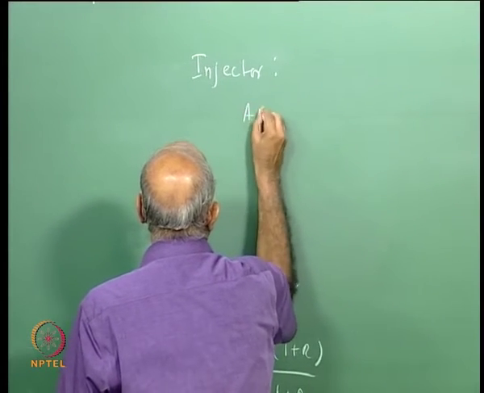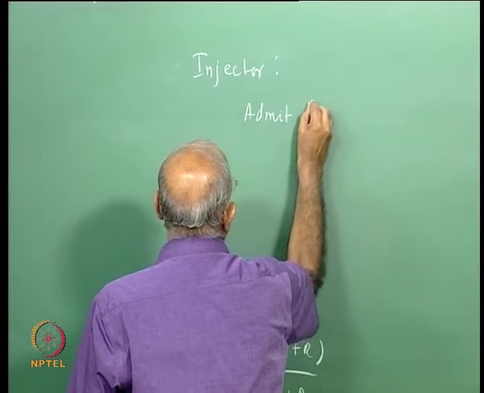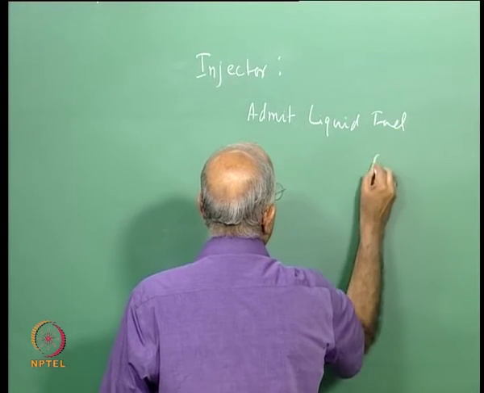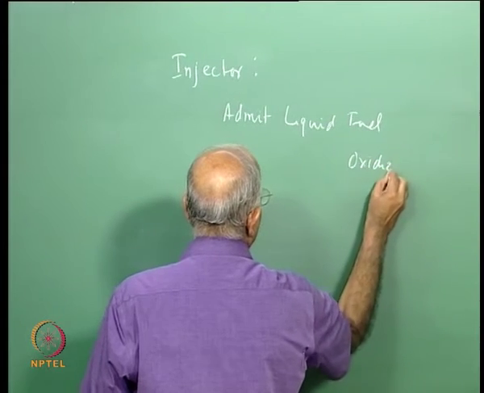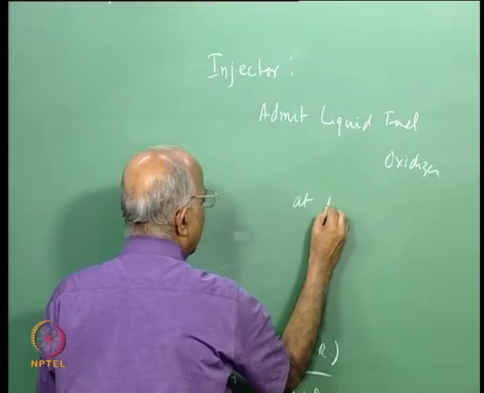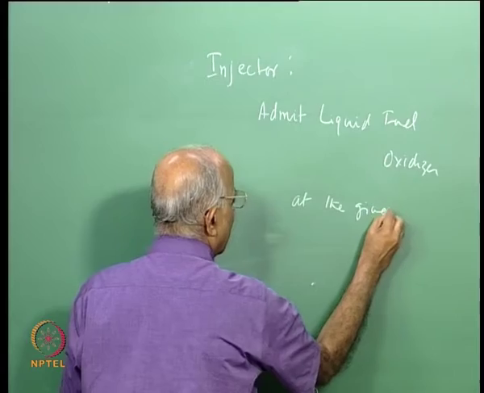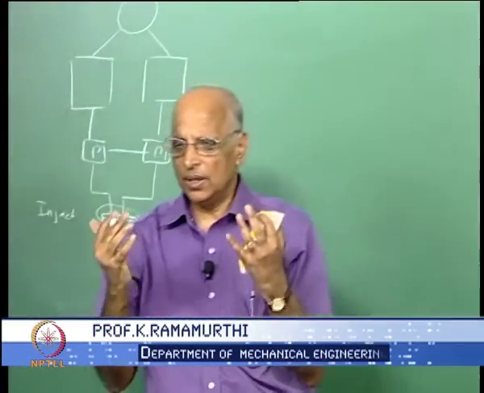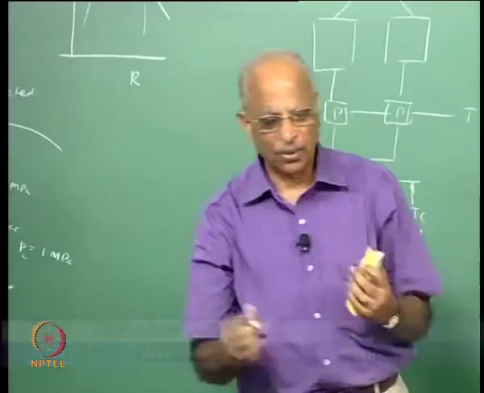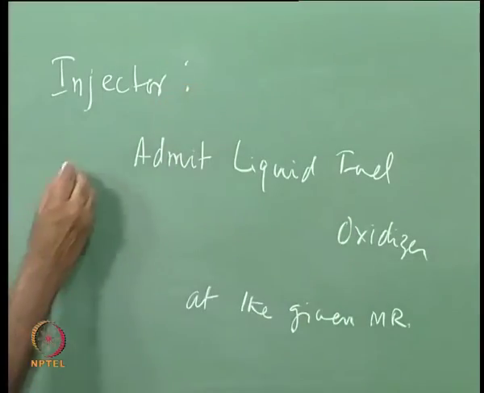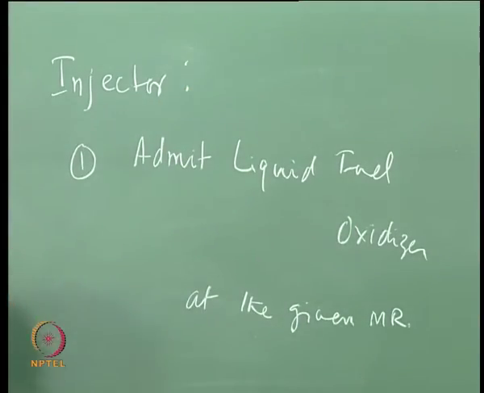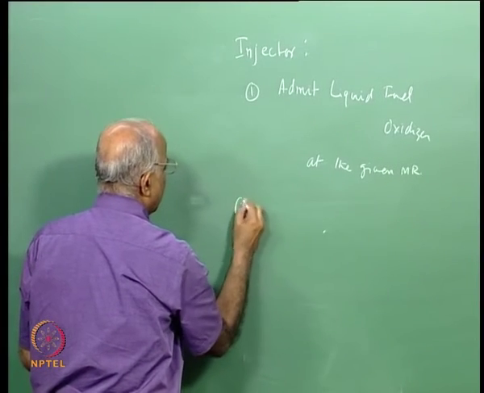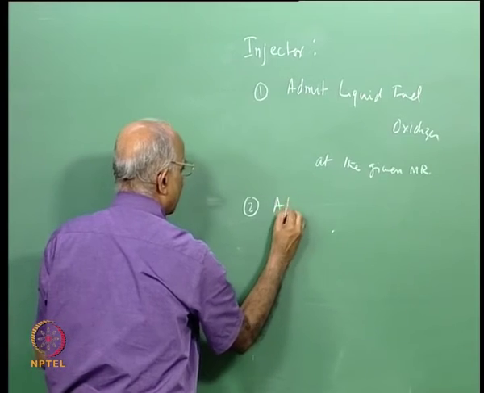that means it will admit the liquid fuel, liquid oxidizer at the given mixture ratio. That means it must have some control of the mixture ratio, it must inject the required quantity of propellants into the chamber. Not only does it admit the liquid fuel at the given mixture ratio, it must also increase the surface area, or it must atomize.